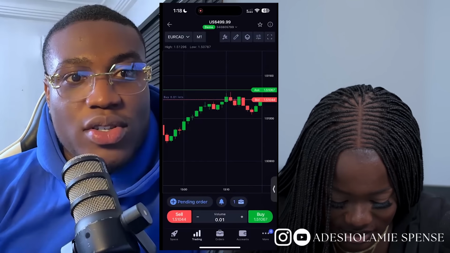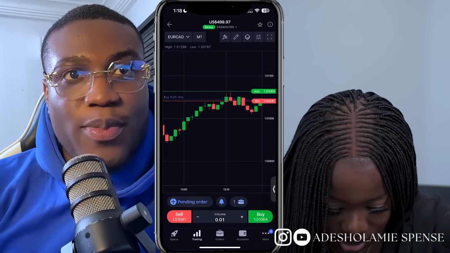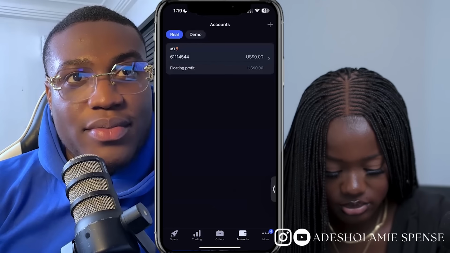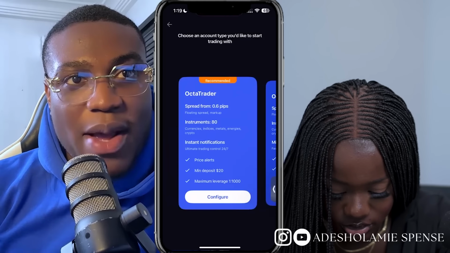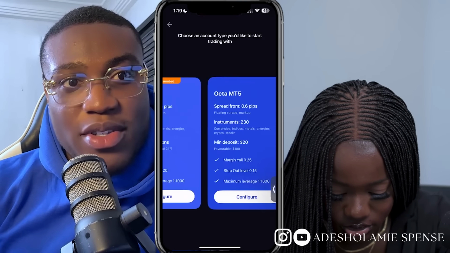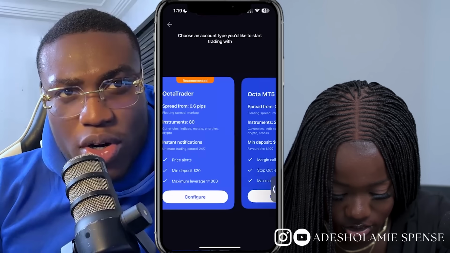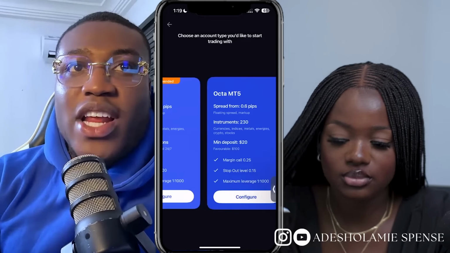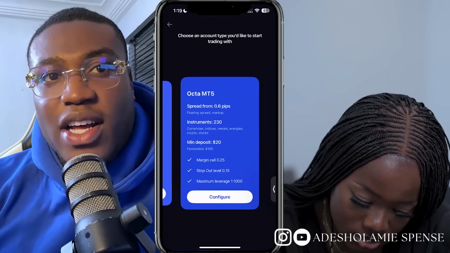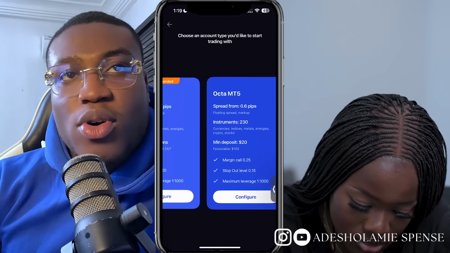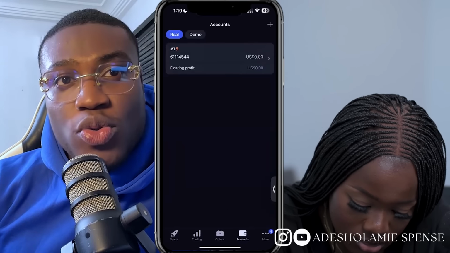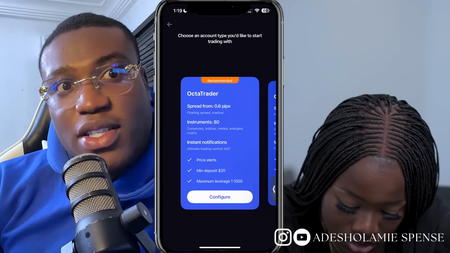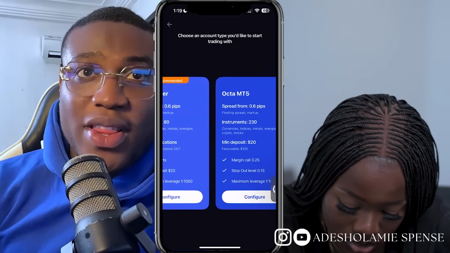So go to accounts. Click on the plus sign. Now you can swipe. So you can see that we have MT5. We just have MT5 for this iOS version, because I'm supposed to say MT4, but the difference between MT5 and MT4 is that MT5 has more instruments, more tools that you can use. MT4 is like the manual version. MT5 is like the automatic version of MetaTrader.